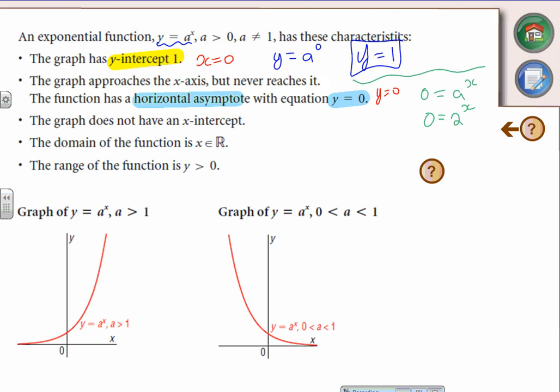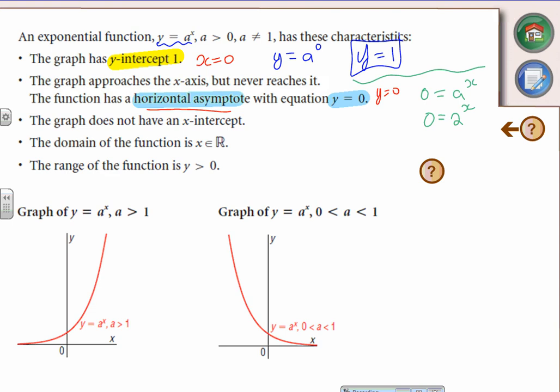And then what number can we use? Even if we put a negative value in for x, 2 to the negative 1 is 1 over 2. That's 1/2. We can never get it to 0. There's nothing that we can put into x that will make this equal to 0. Because of that, we've got the horizontal asymptote. So the graph does not have an x-intercept.